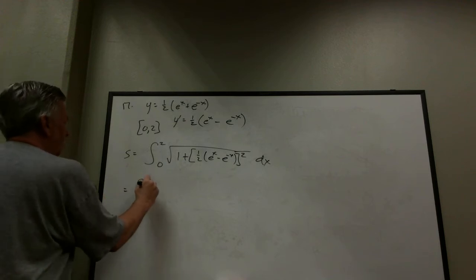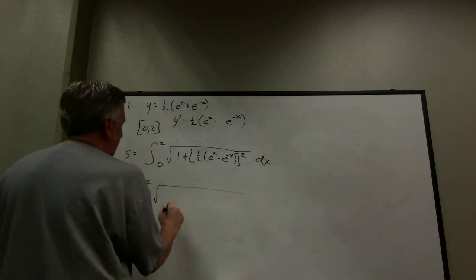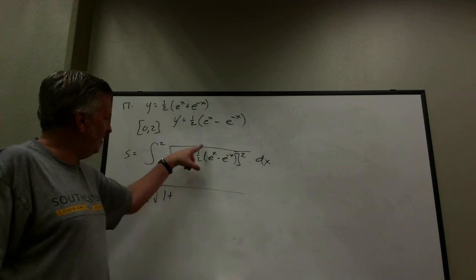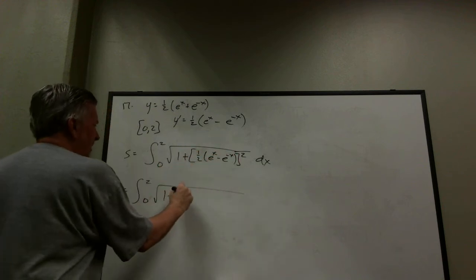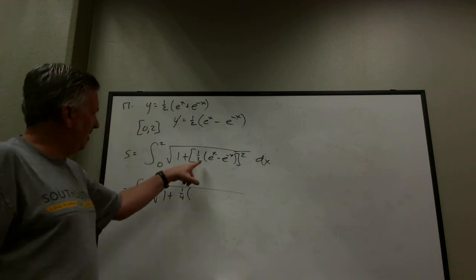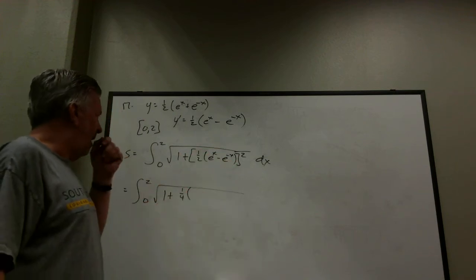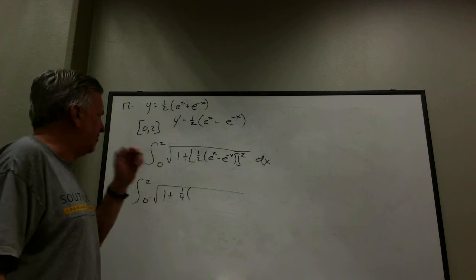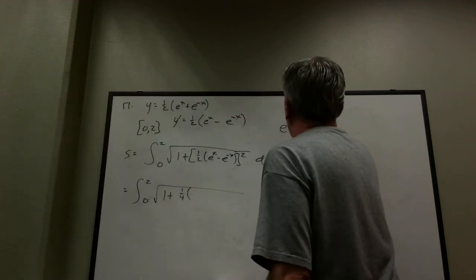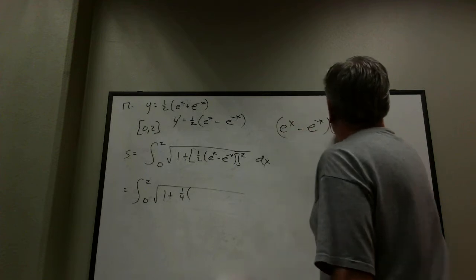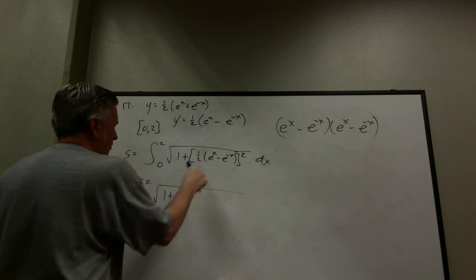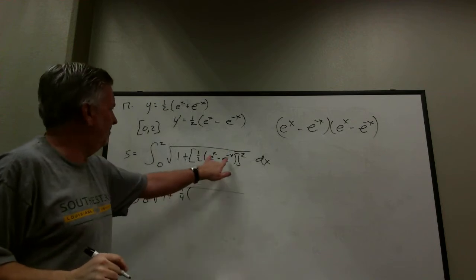Okay, integral from 0 to 2, square root of 1 plus. Okay, well, we have to square this mess. Well, the half squared is a fourth. Okay, 1/4. And now we need to square this mess out. So we have to FOIL this. Let me write it out here so you can see. So e to the x minus e to the minus x times itself. Right, that's what we're doing. We already did the half square. There's your fourth. And now we need to FOIL that mess out.